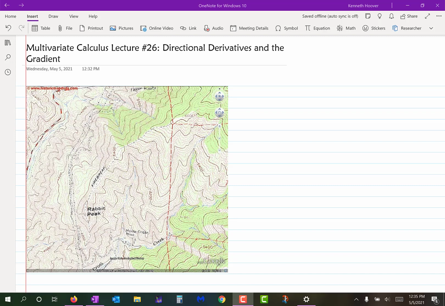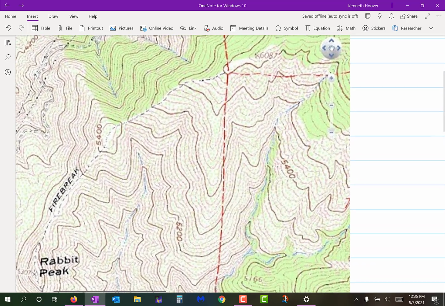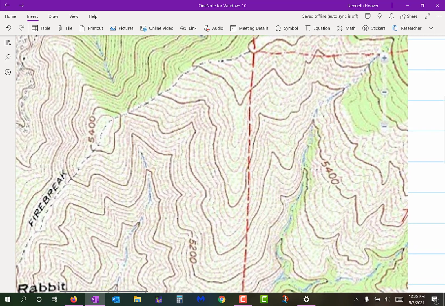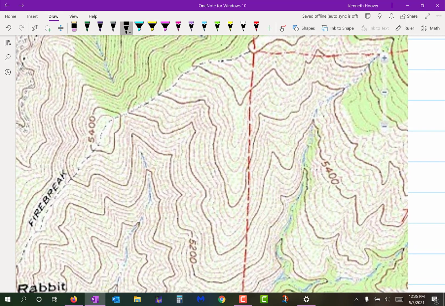Okay, look at that picture there. You see that's part of a topographical map. And let's zoom in here. And let's suppose that you are standing, let's say right here, at that point. Okay?